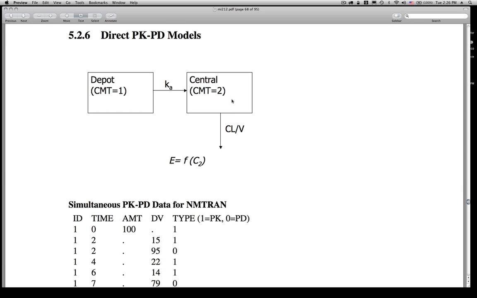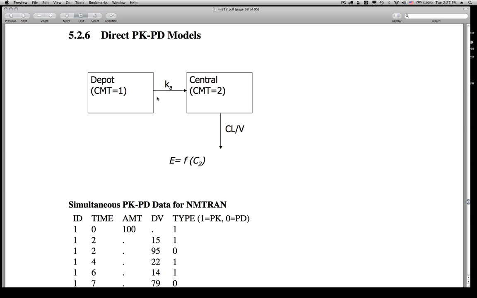Let's jump to a direct PK/PD model. So here's a PK system where you have a depot, compartment 1, a central compartment, compartment 2, so probably oral dosing, and then elimination from the central compartment. Effect now is a function of concentration in compartment 2. Whatever that function is, it's some pharmacodynamic model. So we want to link PK/PD here.